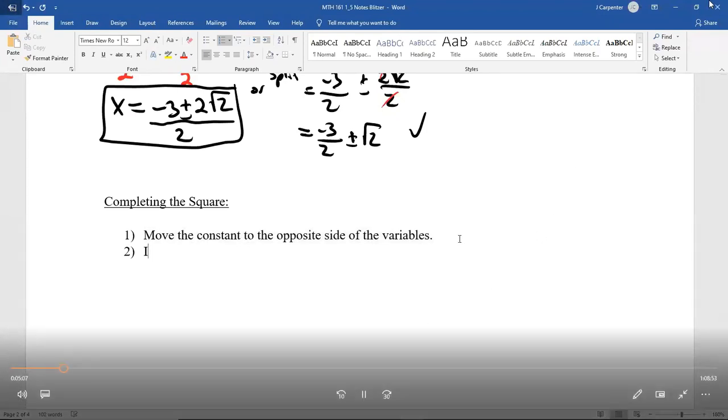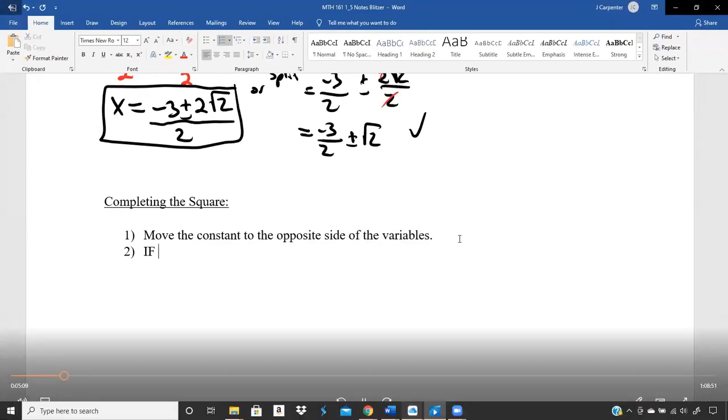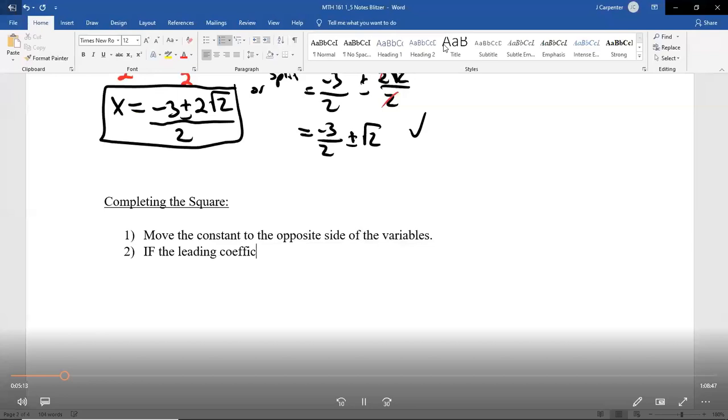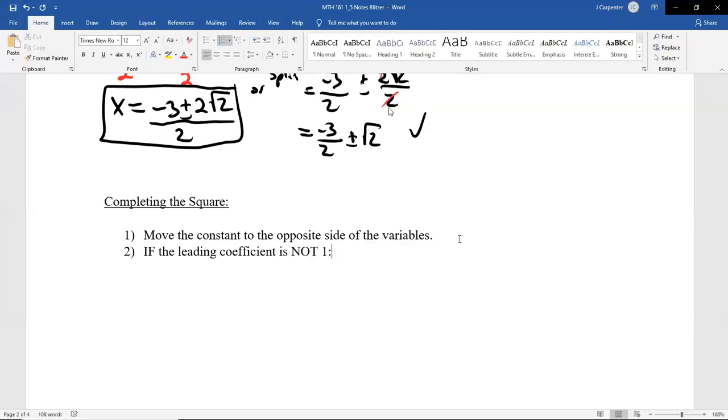Second step. And this is an if. So this isn't necessarily a step, it's an if step. If the leading coefficient is not 1, divide all terms by it. So you're going to be taking some giant leaps of faith with me and trusting me that this works. As we do an example, I'll kind of explain why it works. But the good thing is that it works 100% of the time.